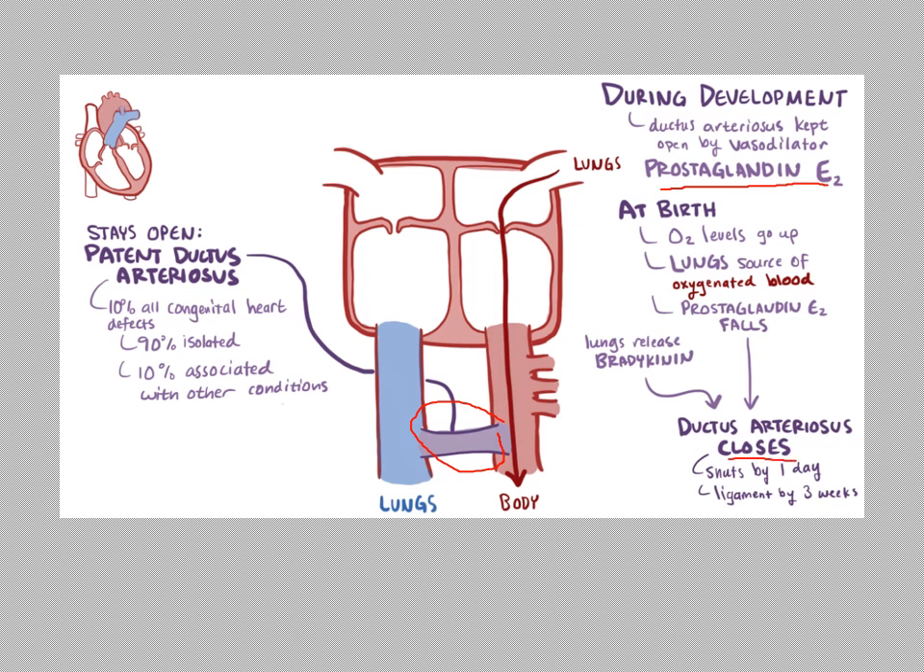Okay, and there's another component which is released by the lungs, called bradykinin. So the lungs release the bradykinin to constrict the small muscle wall of the ductus arteriosus and reduce the blood flow as it narrows and then completely closes.